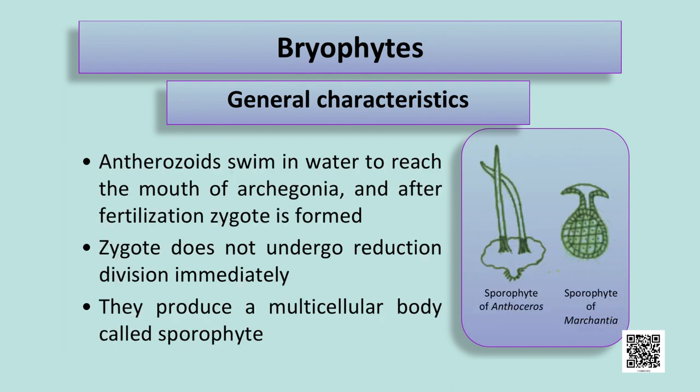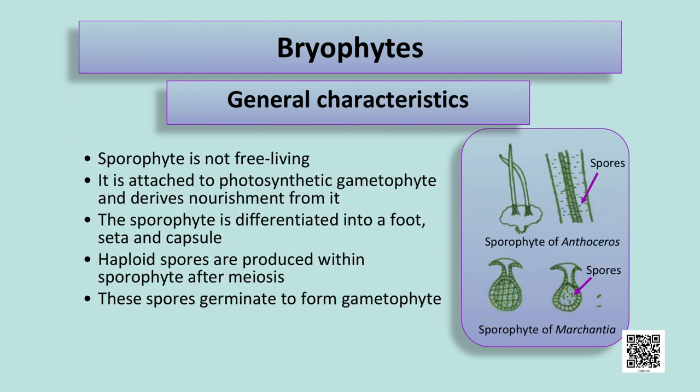Antherozoites swim in water to reach the mouth of archegonia, and after the fertilization, zygote is formed. Zygote does not undergo reductional division immediately. A multicellular sporophyte develops from a zygote and remains attached on the gametophyte. This means that now archegoniophore has sporophytes instead of archegonia.